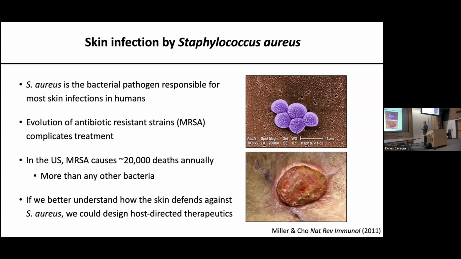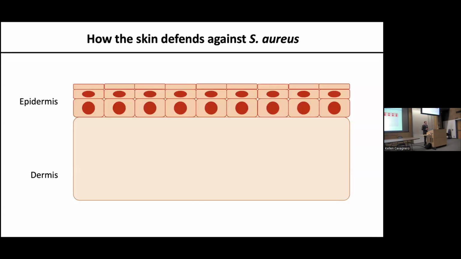However, we may be able to address this global health concern if we could better understand how our skin naturally protects us against Staph aureus. Because with this knowledge, we could develop host-directed therapeutics, drugs that boost our immunity to combat the infection. So what do we know so far about how the skin defends against Staph aureus?